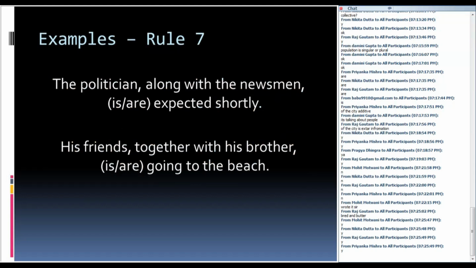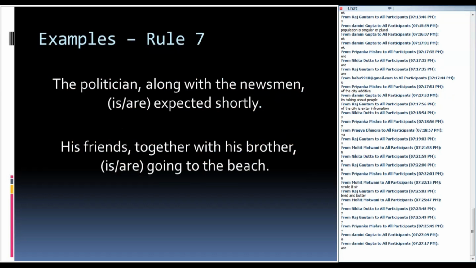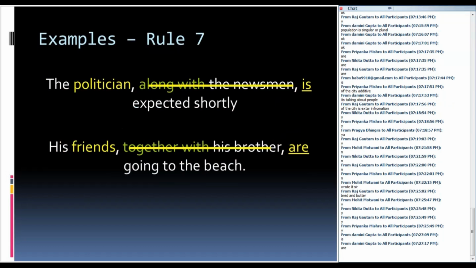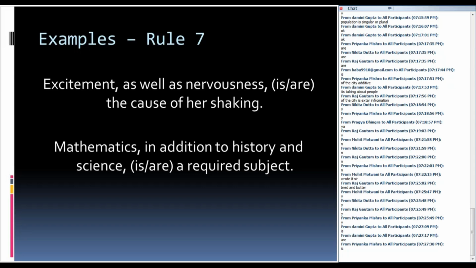The politician, along with the newsman, is or are expected shortly. We are talking about just a politician. His friends, together with his brother, we're talking about his friends. Okay? So in both the cases, the answer is going to be like this. Excitement as well as nervousness is or are the cause of her shaking. We're talking about excitement, so we'll have to use is.